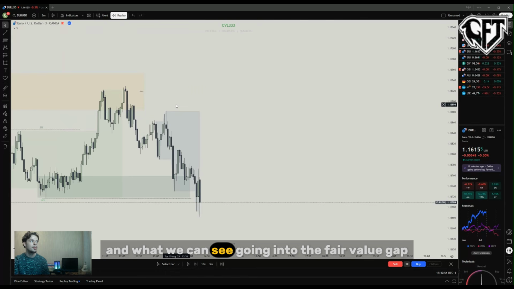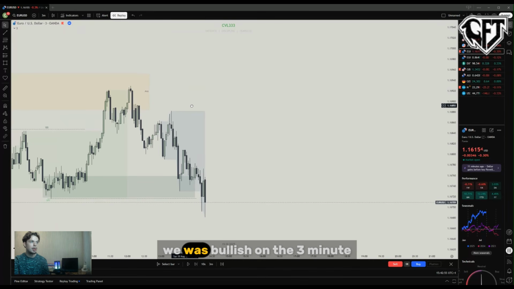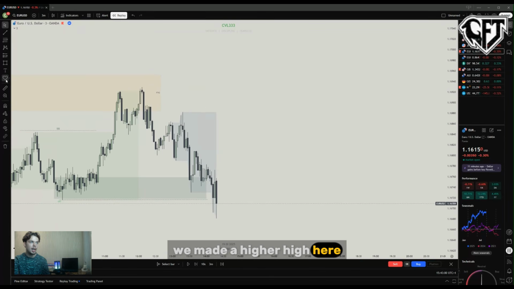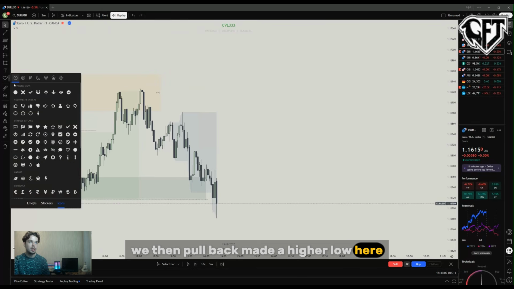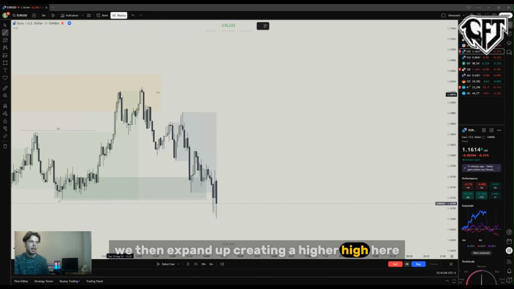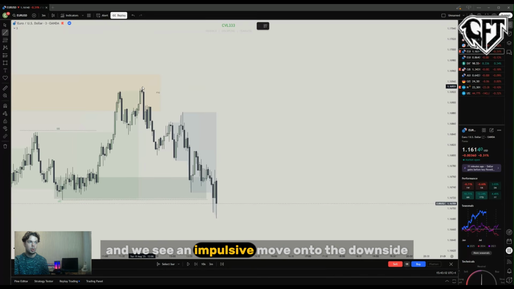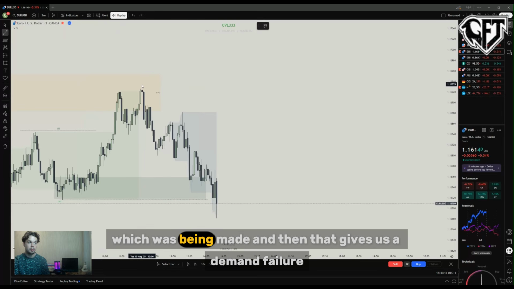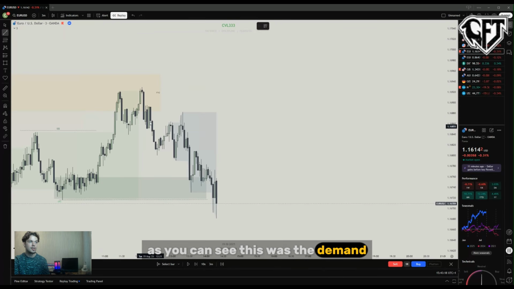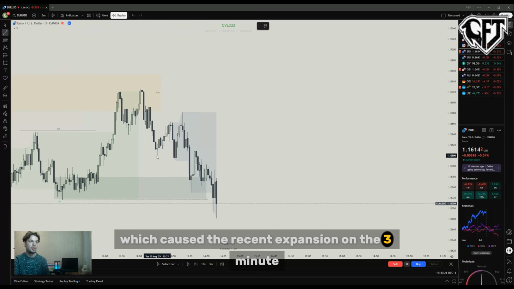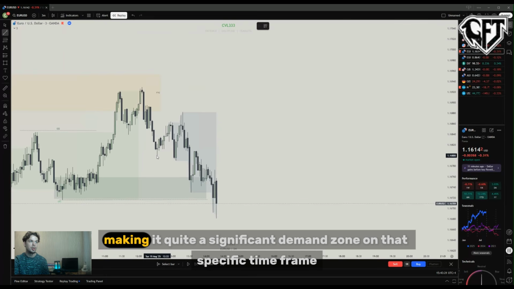And what we can see going into the fair value gap, we were bullish on the 3 minute. We made a higher high here. We then pulled back, made a higher low here. We then expanded up, creating a higher high here. And as you can see, at this point in time, we are bullish. But then we see sellers step into the market from this fair value gap, and we see an impulsive move onto the downside. And then that gives us a demand failure, as you can see. This was the demand which caused the recent expansion on the 3 minute to form the recent 3 minute higher high, making it quite a significant demand zone on that specific time frame.